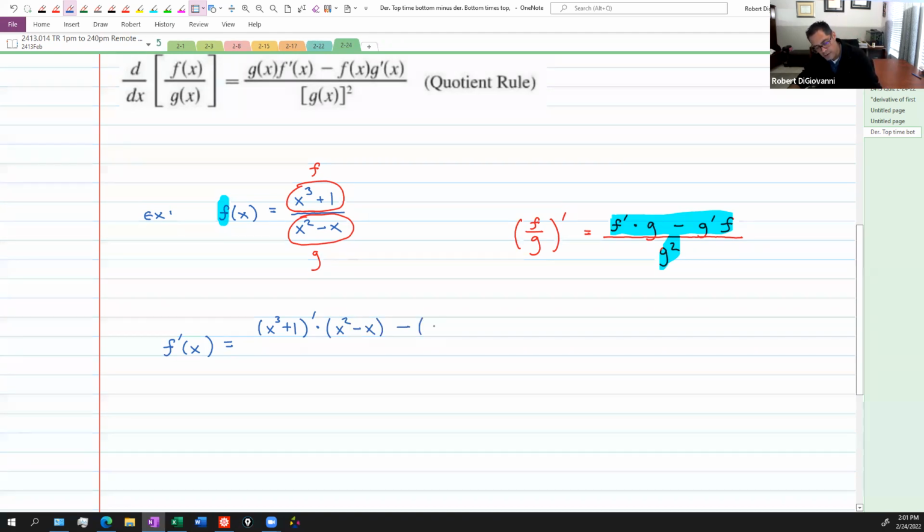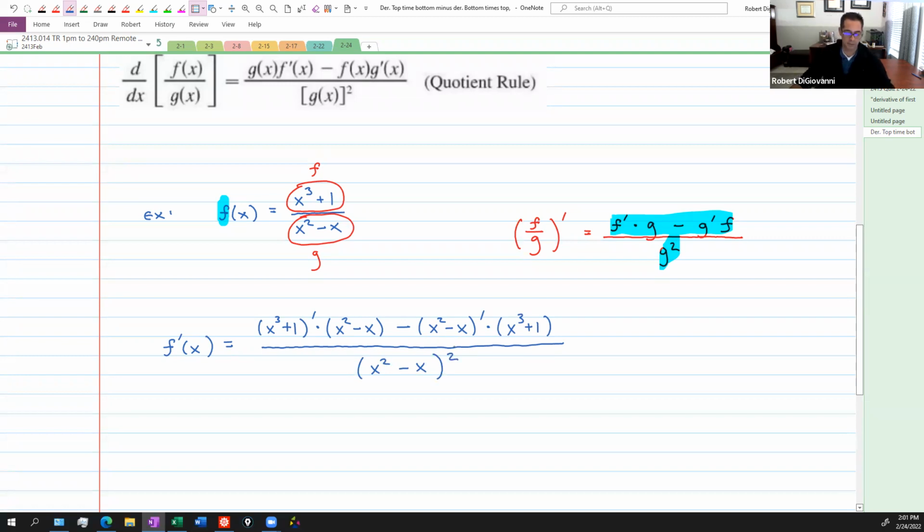And then I'm going to take the derivative of the bottom function, and multiply that times the top function, and then divide the whole thing by the bottom function squared. F prime times G minus G prime times F over G squared. That's everything filled in, right? Just two derivatives to take, that one and that one.